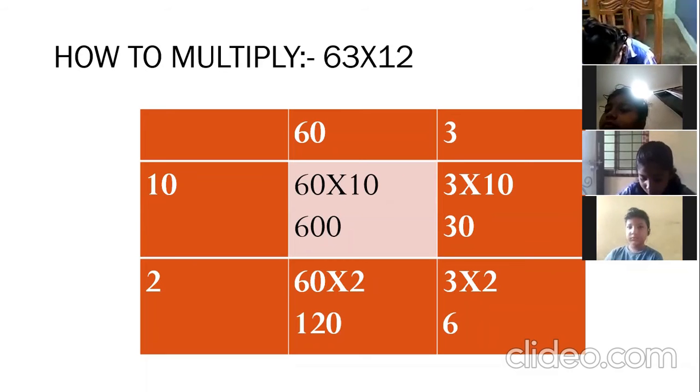So 10 into 6, 600. 10 into 3 is 30. 2 into 60 is 120. 2 into 3 is 6. Now add all the values.